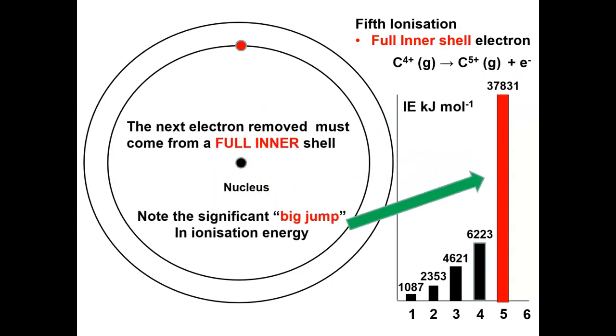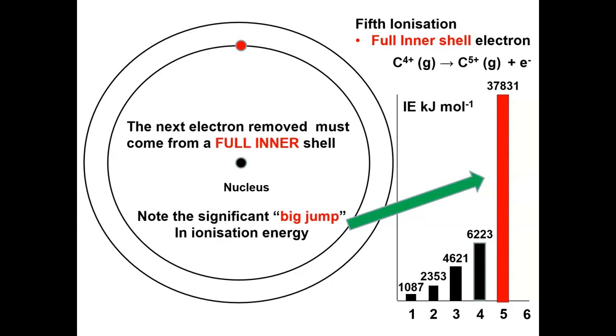I hope you noticed it. The significant big jump, a very large increase in the ionization. Well, of course, we know why, because we're now removing an electron from a full inner shell, in fact, the closest shell to the nucleus. So it's got considerably more difficult because, of course, the nuclear attraction is still 6 protons, and now we've only got 1 electron left.